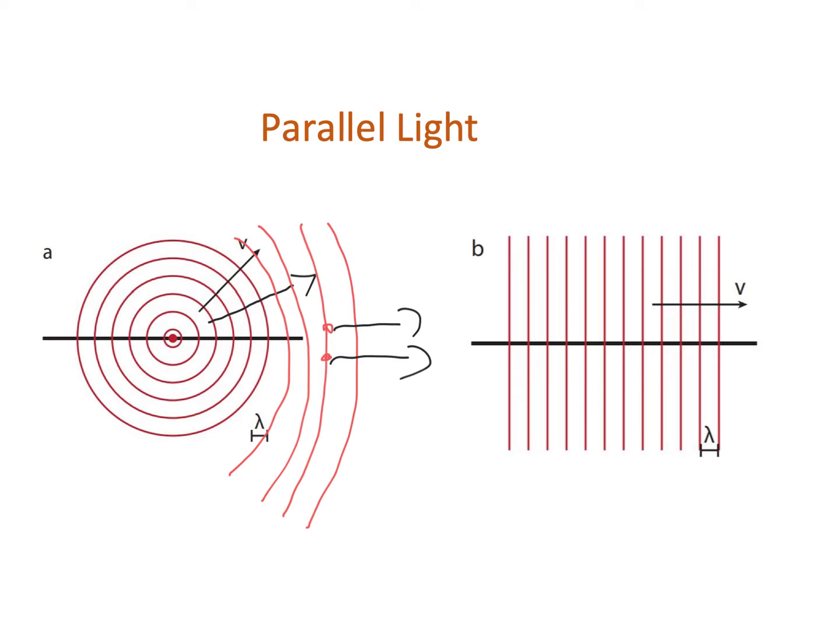But if you're far enough away and you're looking at just a small portion, the wavefronts would all have lines that go parallel to one another. The rays, so if I pick a point here and another point close to it, those two rays traveling with that wavefront would be moving parallel to one another. And that's what we mean when we say that the light is parallel light.